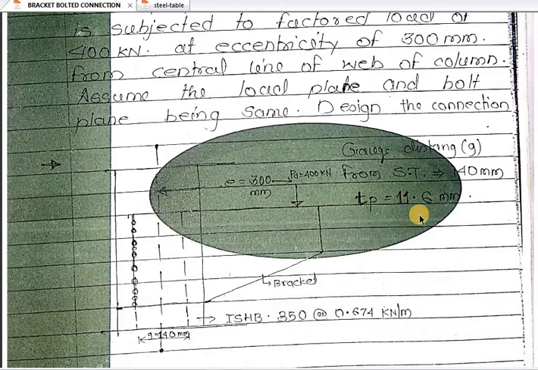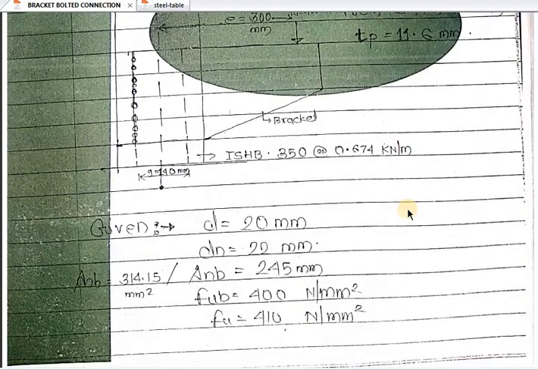So these things are given in the questions. Depending upon the ISHB 350 size, that is the steel specifications, we have referred to the steel table. So we have directly taken this 140, that is the gauge distance, from the steel table. TF or TP is one and the same, thickness of plate or thickness of flange. We have taken it as 11.6 mm. Again, one more thing is also given: the diameter of bolt is given as 20 mm.